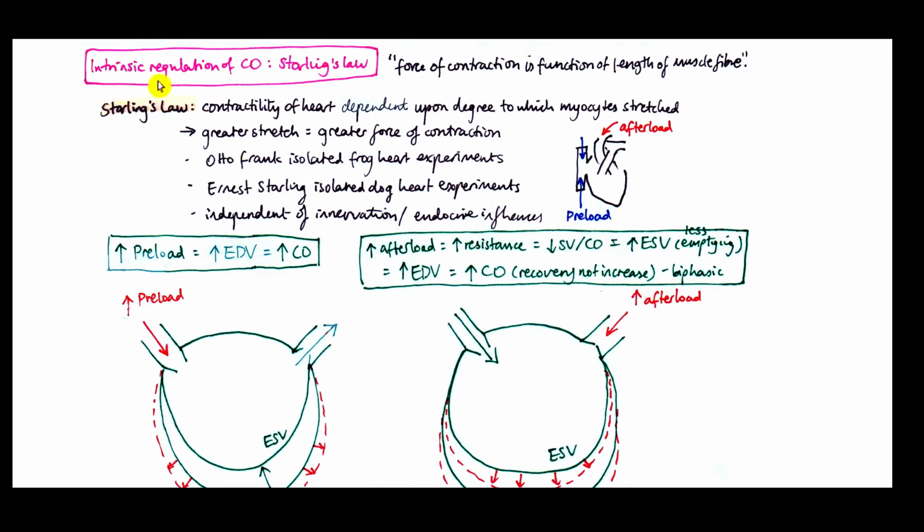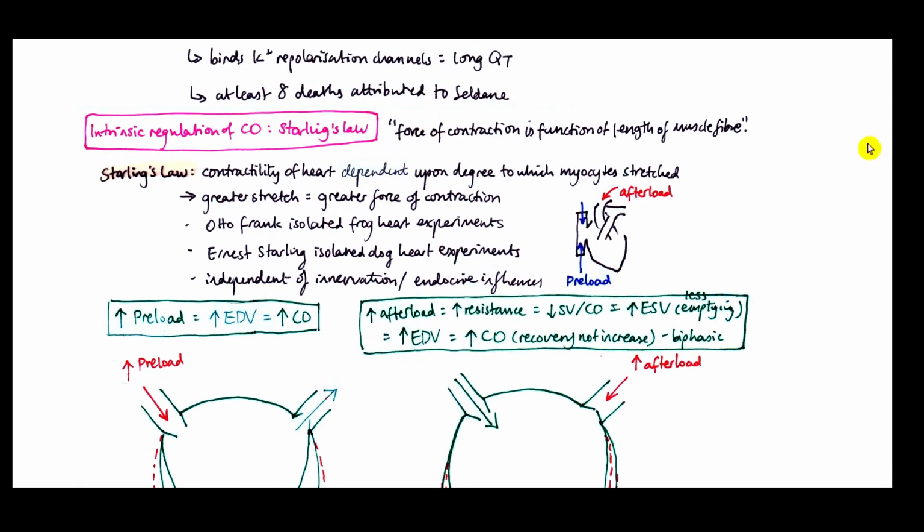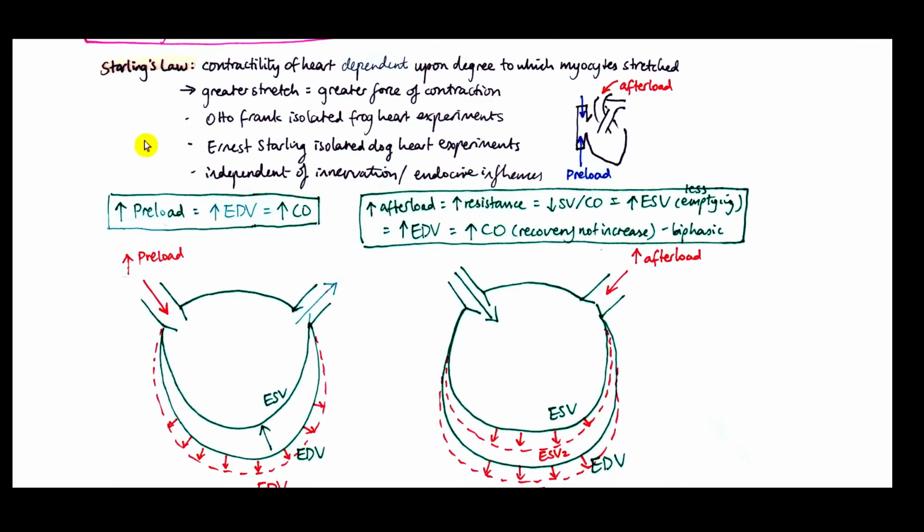So the intrinsic regulation of cardiac output, and we're going to talk about Starling's law. So Starling's law in general is this: the force of contraction is a function of the length of the muscle fiber. So as you stretch the muscle fiber, the more you stretch it, the harder it contracts, to a certain point. So Starling's law says that in the context of the heart, the contractility of the heart is dependent upon the degree to which the myocytes are stretched.